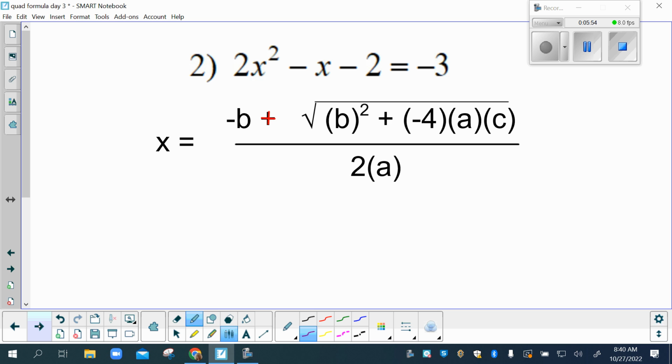So can you try this one on your own? Can you try it with your table mates? Maybe write it big on your desk so you can help each other and I can help you. Make it equal 0 first, right? Make it equal 0 first.